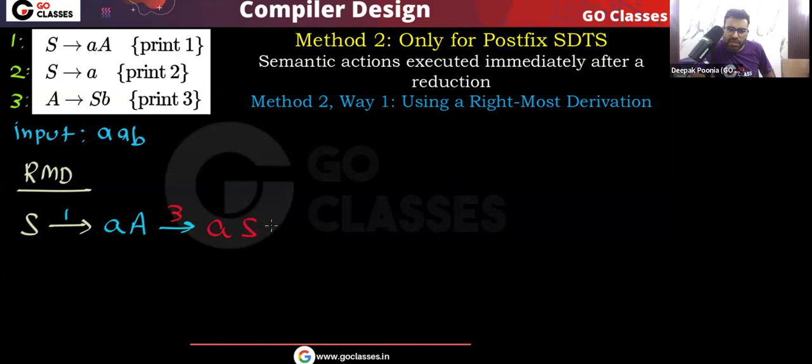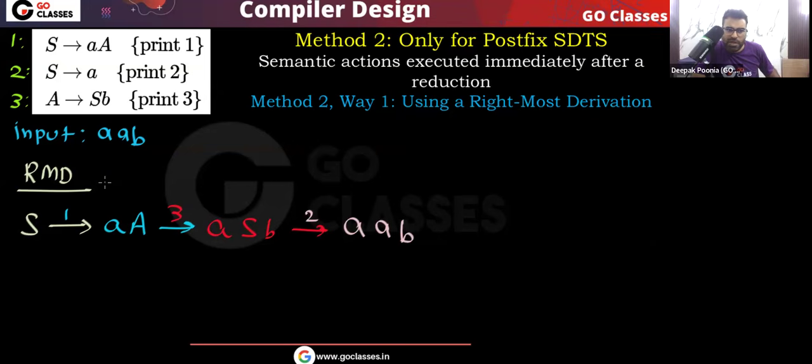We will go to ASB. Then again we only have one non-terminal, so this S we have to expand. And we want this input AB, so this S will go to A, means we apply the second production, and we will get AB. That's it, now you can stop. So this is the rightmost derivation. Remember one thing, this is the rightmost derivation.